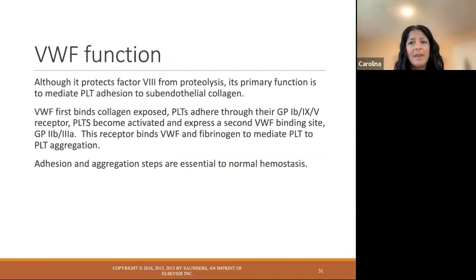So again, although it protects factor 8 from proteolysis, its primary function is to mediate platelet adhesion to the subendothelial collagen. Von Willebrand's factor first binds to the collagen exposed. The platelets adhere through their glycoprotein 1B-IX-V receptors. The platelets become activated and express a second von Willebrand factor binding site, which is glycoprotein 2B3A. This receptor binds von Willebrand factor and fibrinogen to mediate platelet-to-platelet aggregation. Adhesion and aggregation steps are essential, obviously, for normal hemostasis.